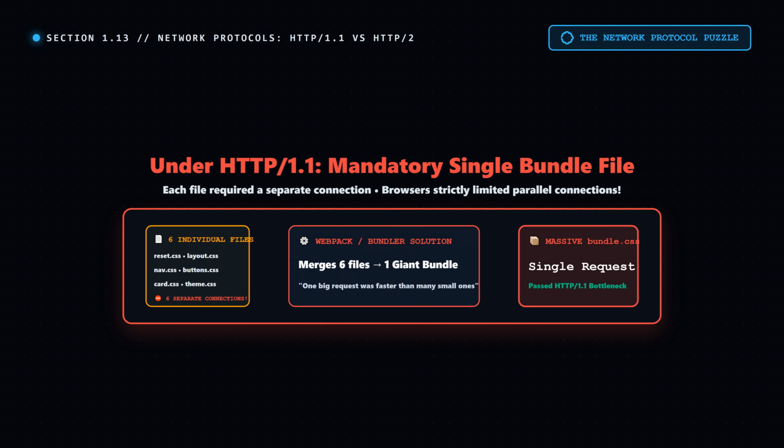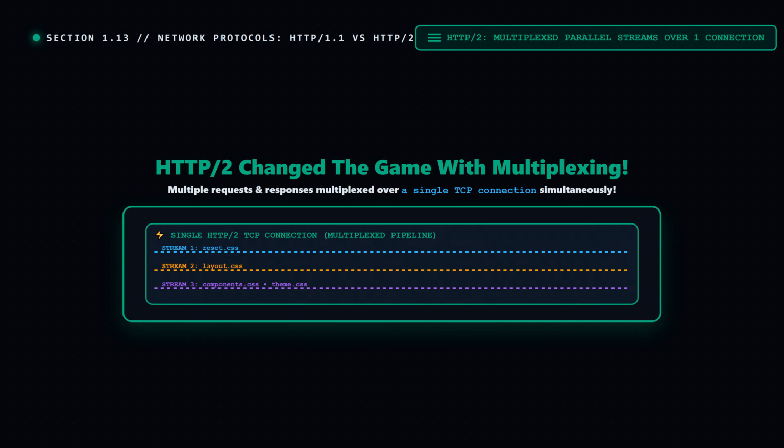The final piece of the delivery puzzle is the network protocol itself. Under the old HTTP/1.1, each request for a CSS file required a separate connection, and browsers limited the number of parallel connections. Developers responded by bundling all their CSS into a single massive file, because one big request was faster than many small ones. HTTP/2 changed the game.